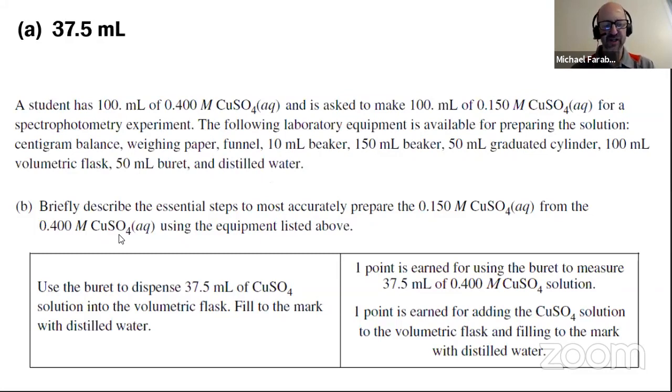This particular question happened to be worth 2 points. And as you can see on the scoring guidelines, you got 1 point for choosing the burette, and you got 1 point for choosing the volumetric flask and talking about how you would fill it to the mark. All right, there was a part C of this question, and here it is.